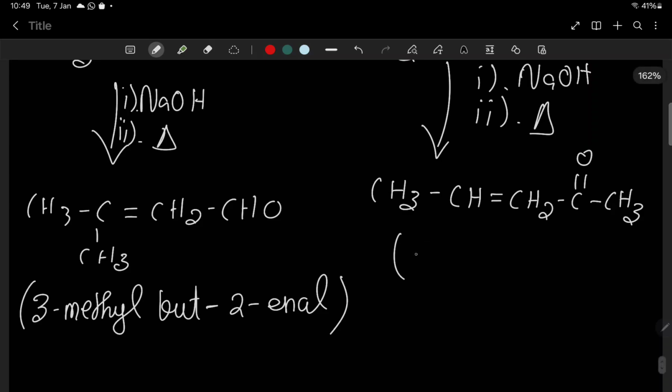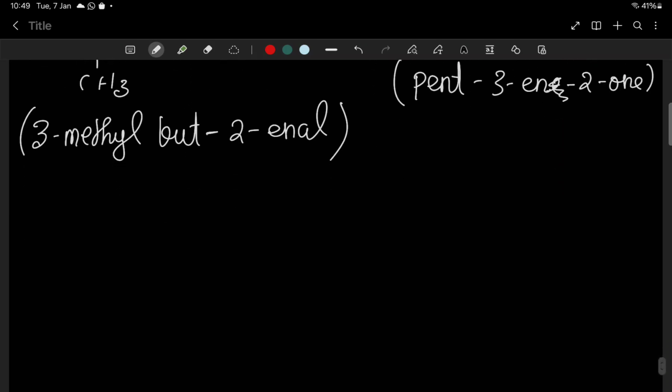So okay, Pent-3-en-2-one. Pent-3-en-2-one. This is the compound. So this is the concept of cross aldol condensation. Now you can do different examples with different compounds and try.